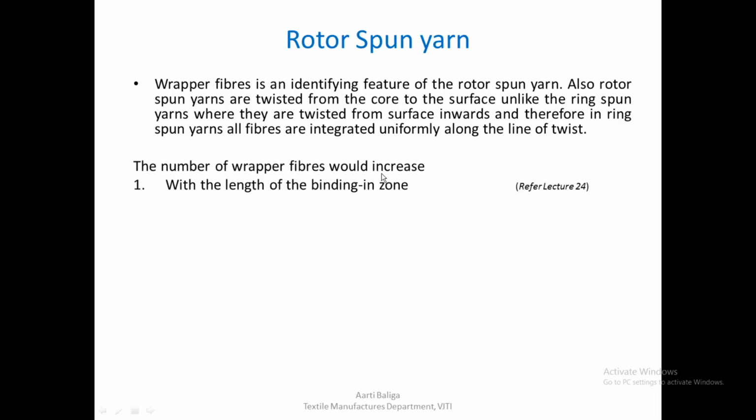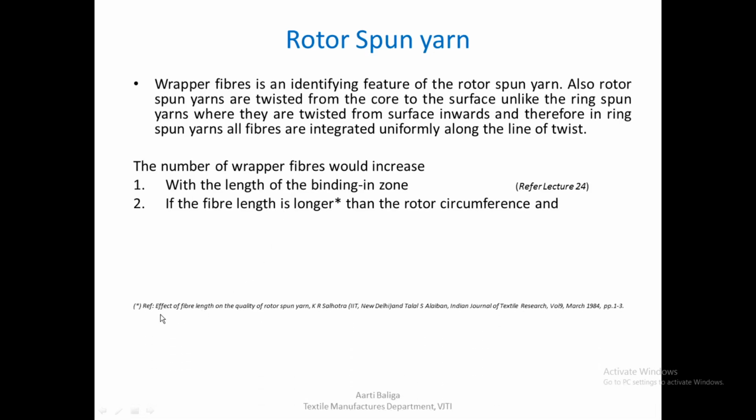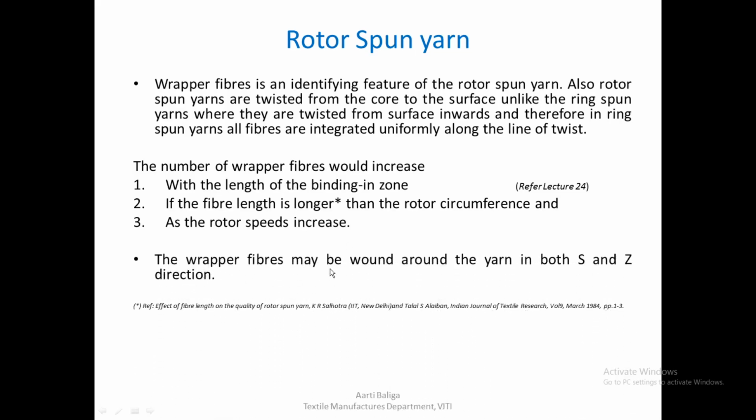The number of wrapper fibers, let us see what factors they depend on. So the number would increase with the length of binding-in zone, which is discussed in lecture 24. If the fiber length is longer than the rotor circumference, in that case also we see that the wrapper fibers would increase. And for this, we can refer to this particular paper by Dr. Salotra. Also, as the rotor speed increases, we would see an increase in the wrapper fibers. The wrapper fibers may be wound around the yarn in both S and Z direction.